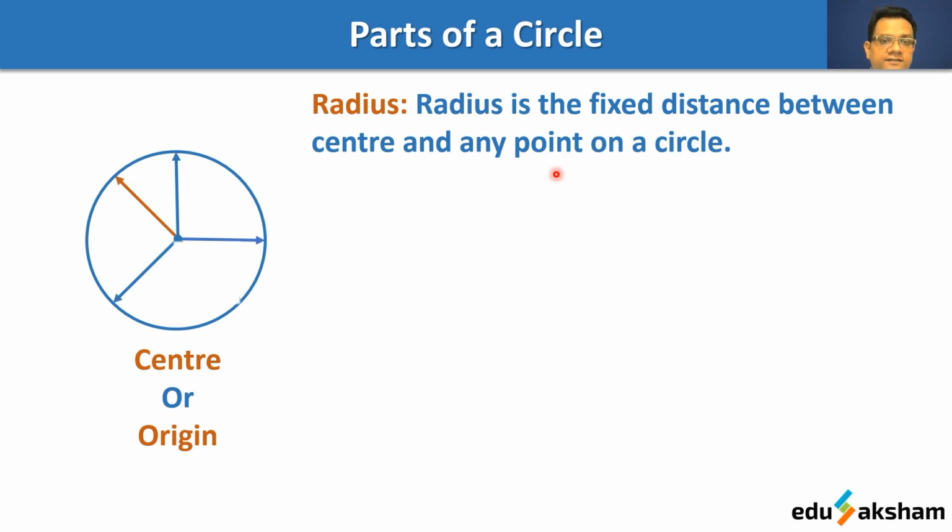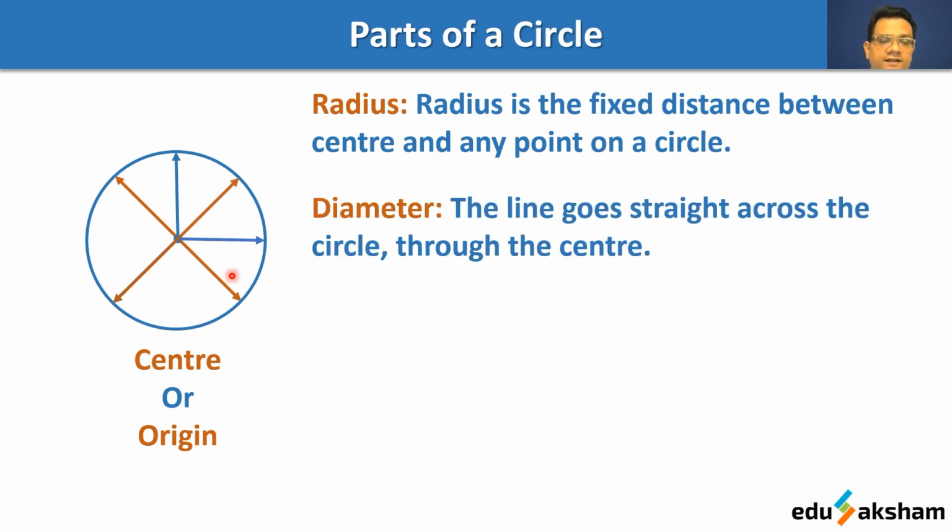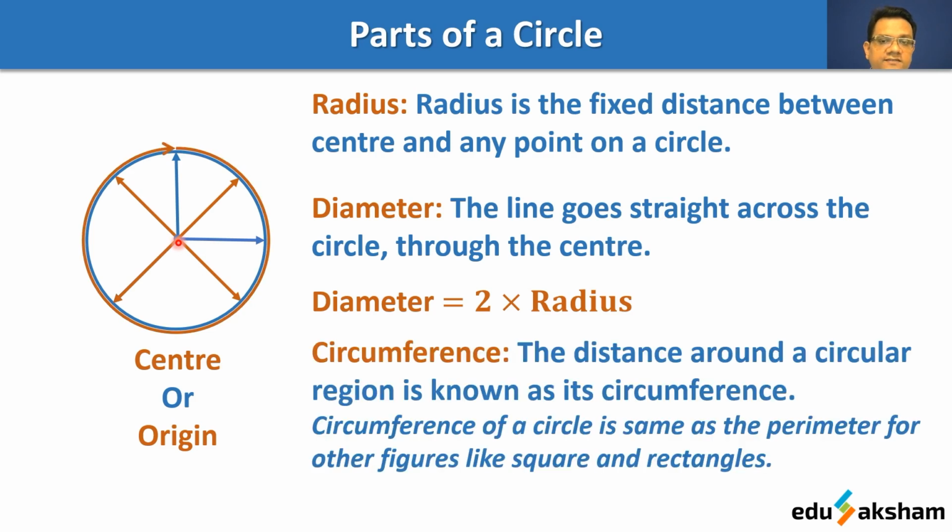All these are radii, and when we join two opposite points passing through the center, it becomes the diameter. By definition, the line that goes straight across the circle through the center is called the diameter. And if you see closely, diameter is twice the radius. And when we go around the circle once, we get the circumference. So the distance around a circular region is known as its circumference.